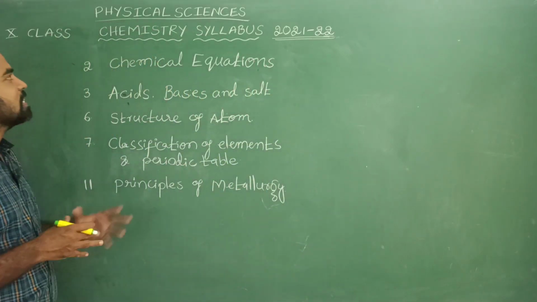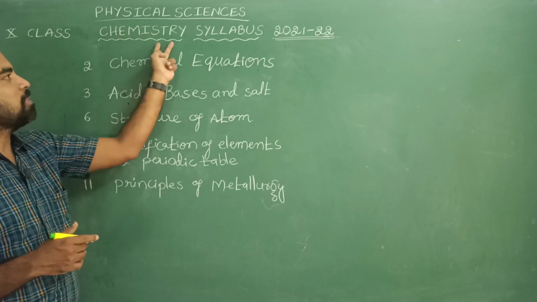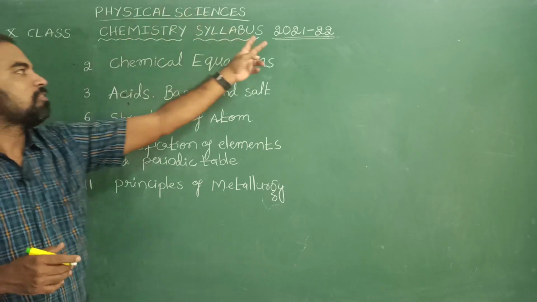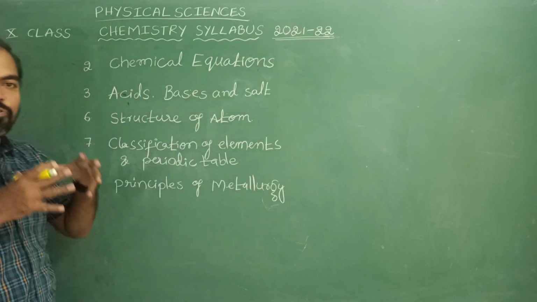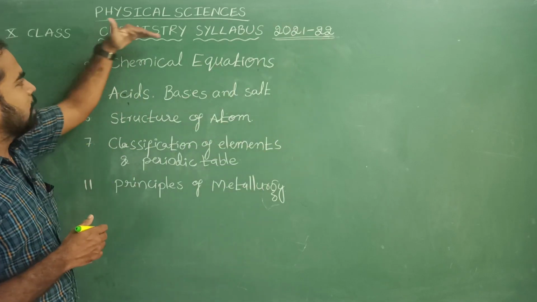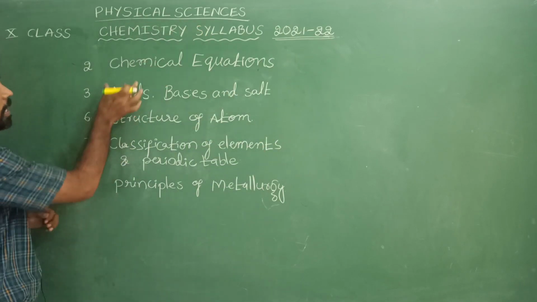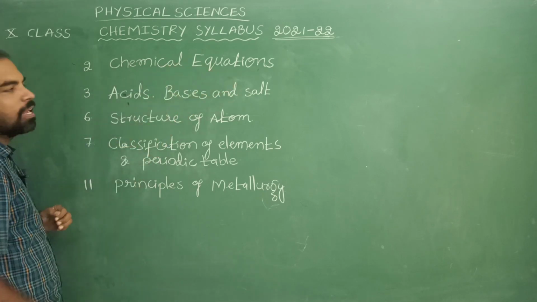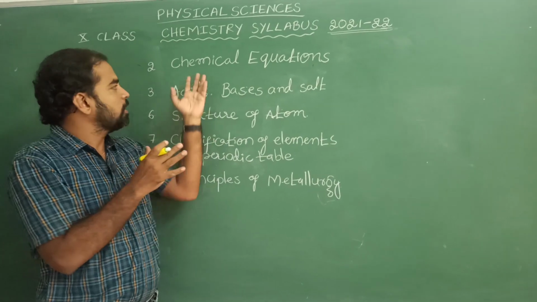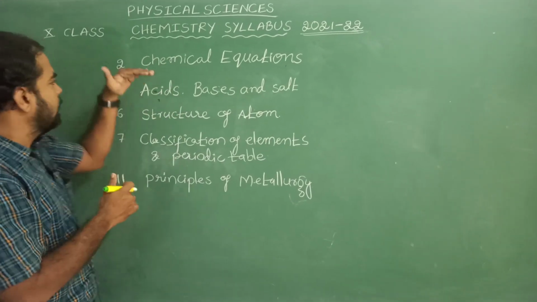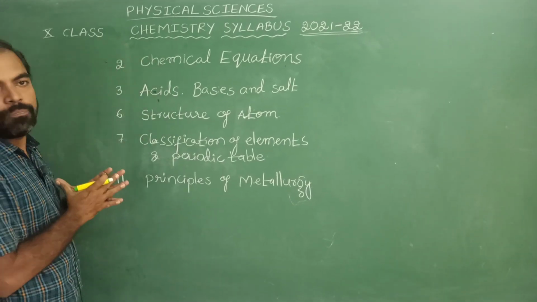Today we are going to discuss the physical sciences chemistry syllabus of 10th class for the year 2021-22. For this academic year, the chemistry syllabus is chemical equations. Here in our textbook, physics lessons are also present, including chemistry lessons. Here I am discussing the chemistry part.